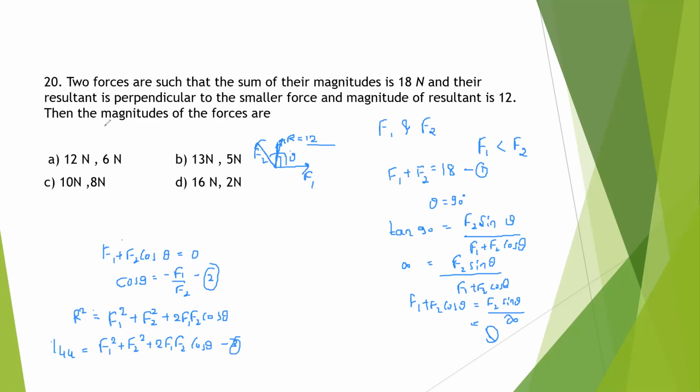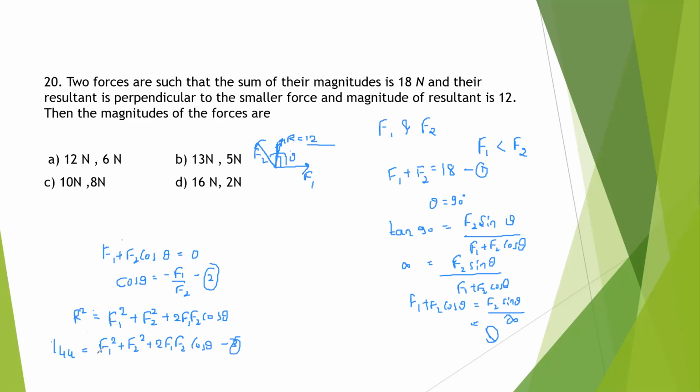Here, they have asked you to calculate the magnitude of the force. To calculate the magnitude of the force, we need to take the resultant formula, that is R square is equal to F1 square plus F2 square plus 2 F1 F2 into cos theta. The R value is given in the question itself. The resultant is 12.